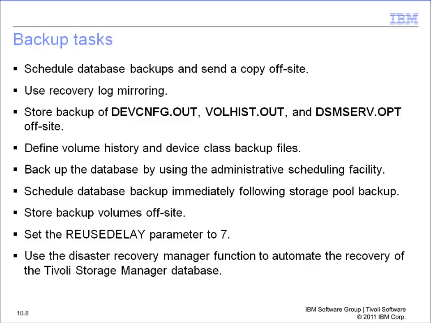Set reuse delay to 7. This is 1 week. Remember, this is when your data has expired and you're running reclamation. The empty tape that comes back to get checked into the tape pool, the scratch pool. Use a reuse delay of 7. That gives you 7 days before you overwrite the information on the tape. If you have the extended edition of TSM, use Disaster Recovery Manager.